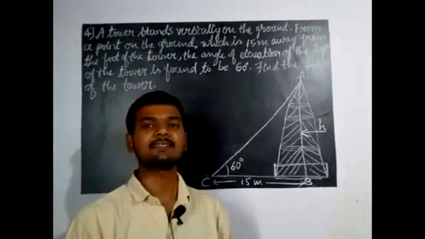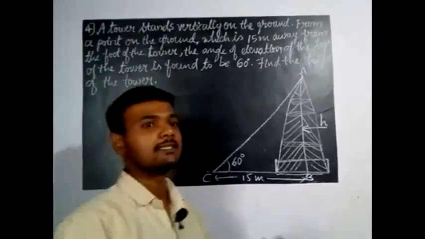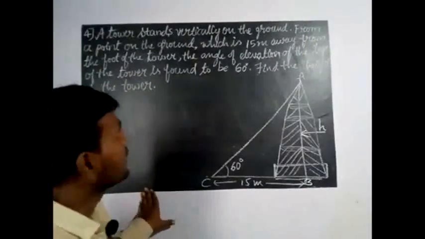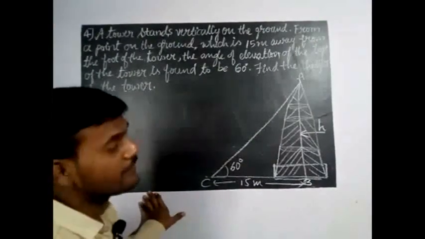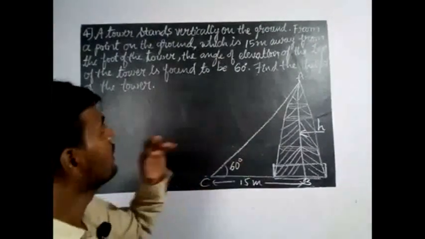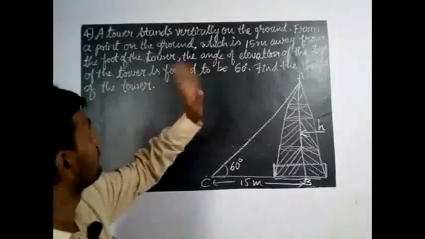Okay. Let us discuss about the next example, that is a tower stands vertically on the ground. From a point on the ground which is 15 meter away from the foot of the tower.